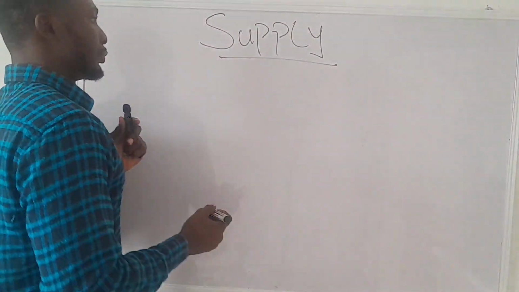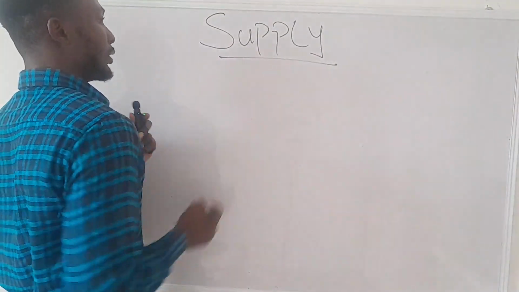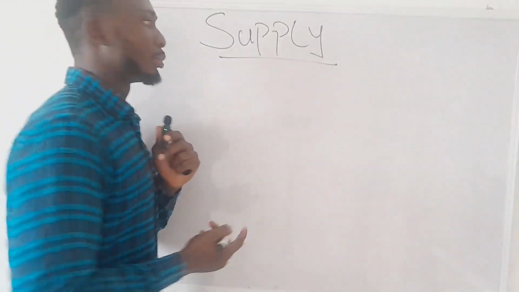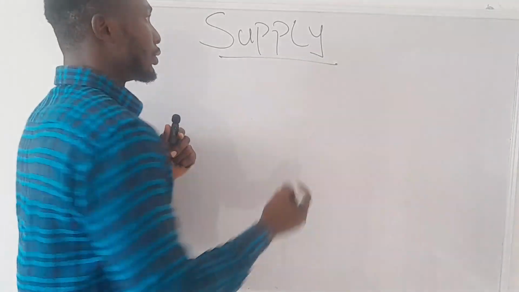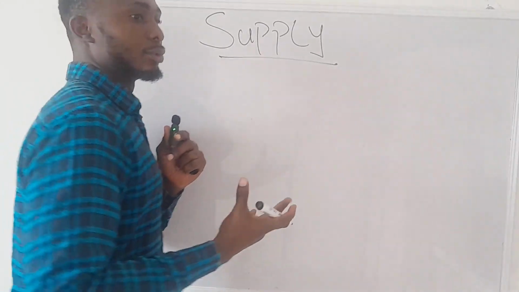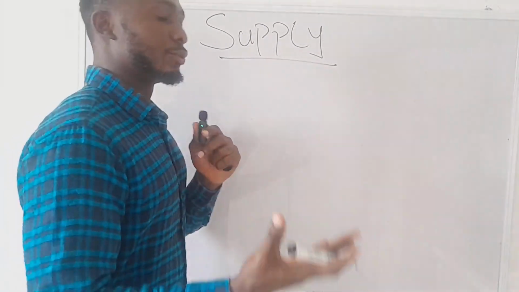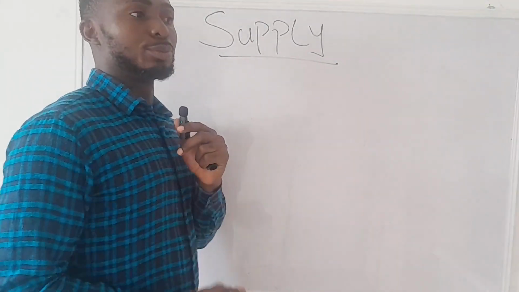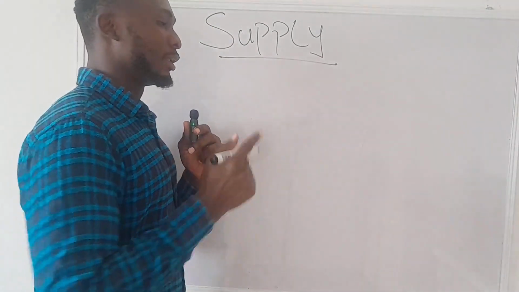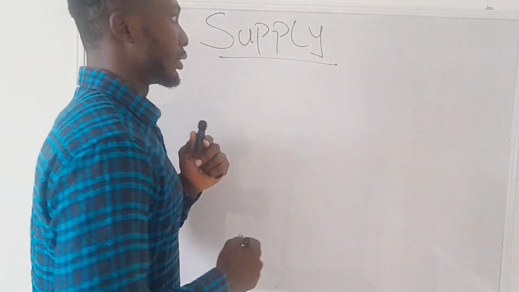Okay, in this video, we are going to be looking at supply. So the first thing is, what is supply? Supply refers to the output of goods or service producers are willing and able to offer into the market.